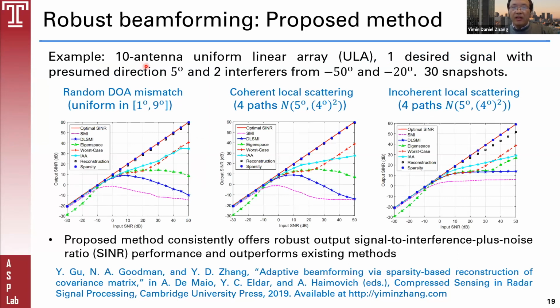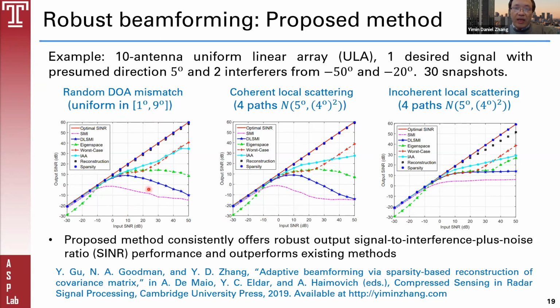So here we have a 10 sensor uniform linear array with one desired signal, and the presumed direction is 5 degrees, and we also have two interferers from -50 degrees and -20 degrees, and we only use 30 snapshots. So we can see here for the first example, the direction of the desired signal actually has a certain uncertainty of up to 4 degrees. And so the actual desired signal will come from any point between 1 degree and 9 degrees.